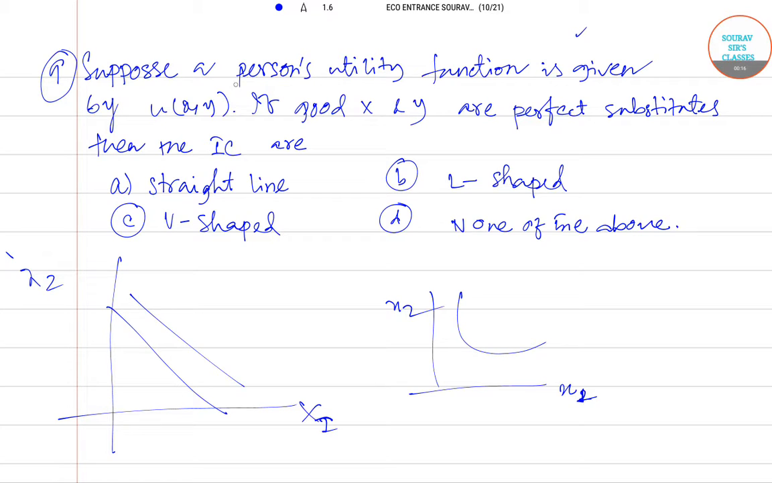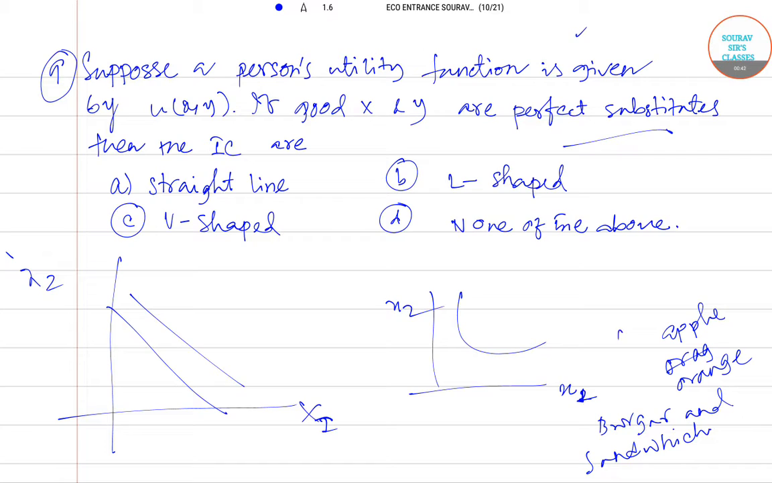Question 9 says that suppose a person's utility function is given by U(x, y) and the two goods are perfect substitutes. So what do we mean by perfect substitutes? Perfect substitutes means, suppose, apple and orange, or burger and sandwich. So two goods for which the consumer is quite indifferent. If the price of one good falls, then the consumption of the other good falls, and if the price of one good rises, the consumption of the other good also rises. So basically the consumer doesn't care; the consumer readily substitutes between the two goods. So this is the concept of perfect substitutes.